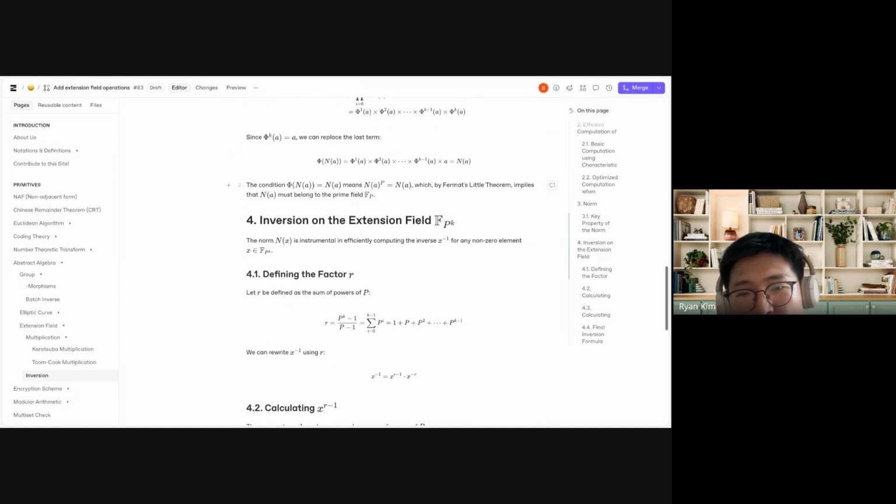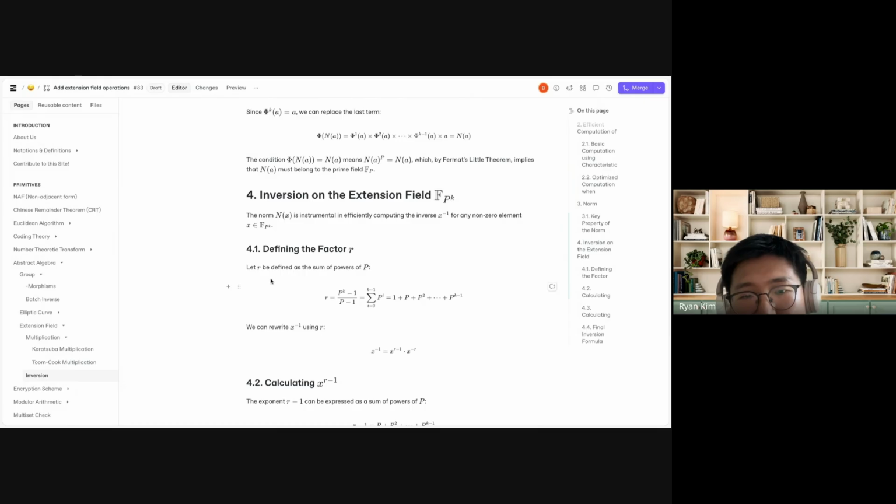Okay, the reason I explained this is because I want to explain how to compute the inverse in Fp to the k. To compute the inversion, let's first define R like that. R is equal to (p to the k minus 1) over (p minus 1), which is the sum of all these powers of p up to p to the k minus 1. Then we can rewrite the inverse of x using R like that. X inverse is x to the (R minus 1) times x to the minus R.